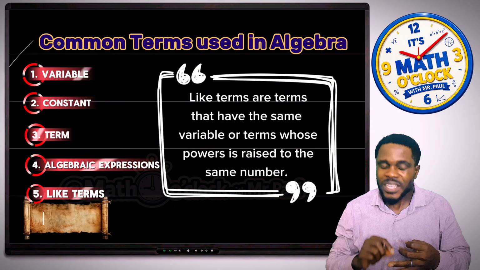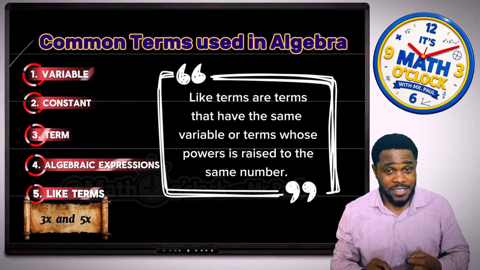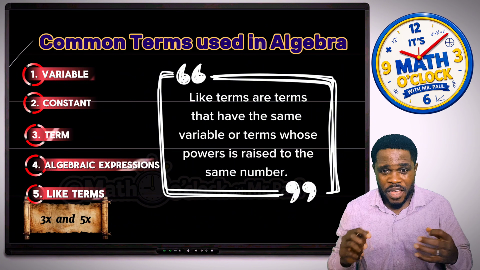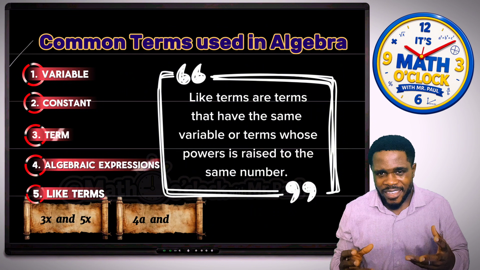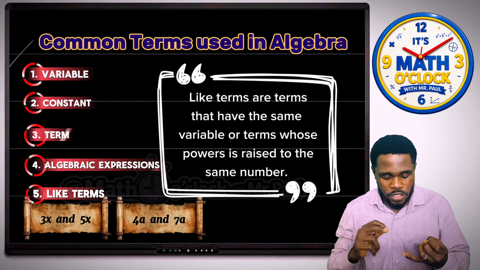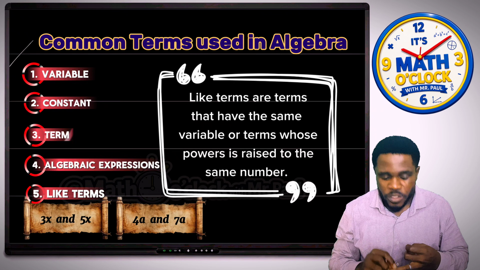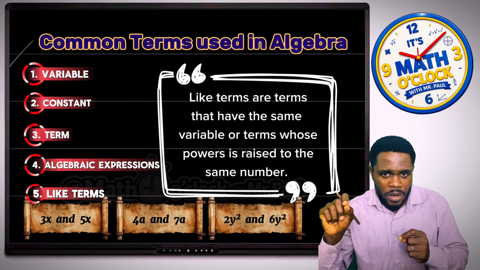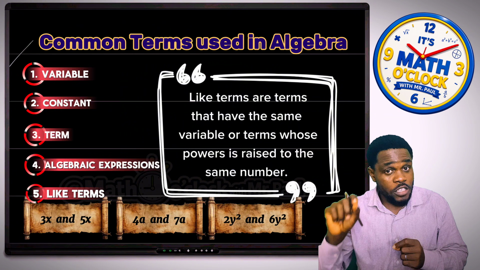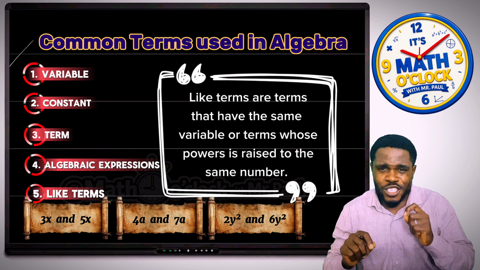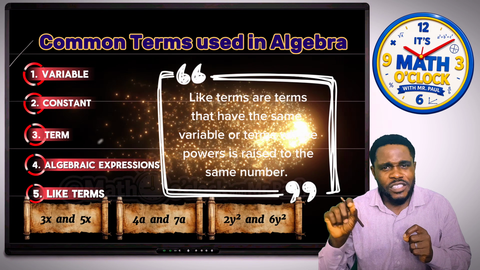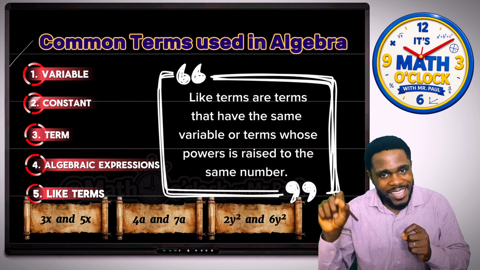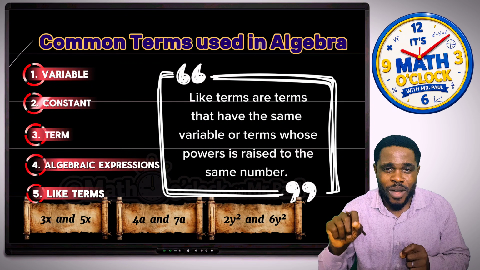For example, 3x and 5x, they have the same variable. 4a and 7a, they also have the same variable. 2y squared, you see now that the variable y is raised to the power of what? 2. And 6y squared, the variable in 6y squared is y, and that y is also raised to the power of what?